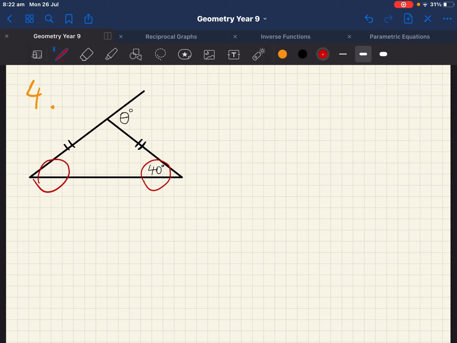Fortunately, this triangle is isosceles, meaning the base angles are going to be equal. That's 40 degrees. This one here is also 40 degrees, meaning our exterior angle will just be the sum of the two opposite internal angles. 40 plus 40, your exterior angle is 80 degrees, and that's the question done.